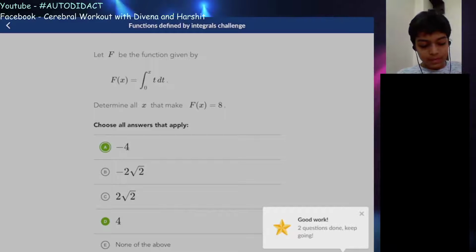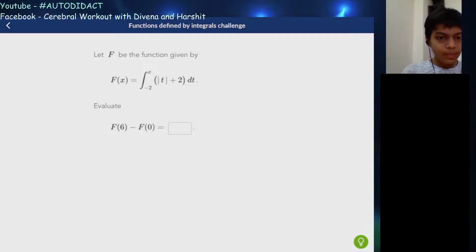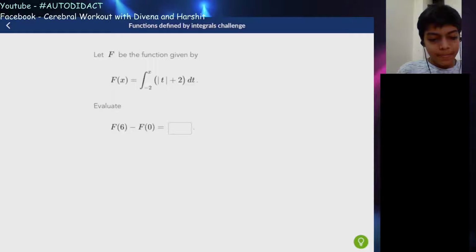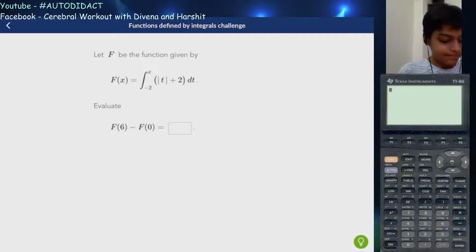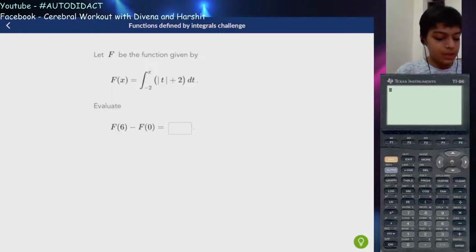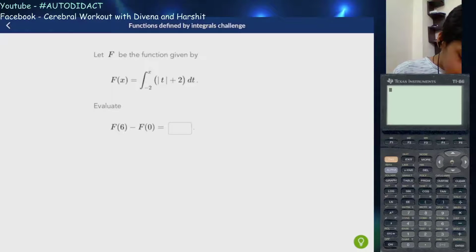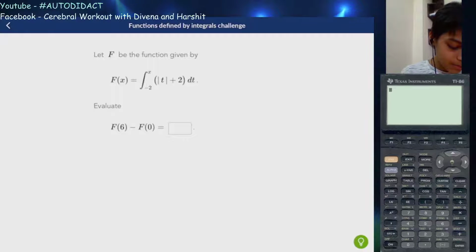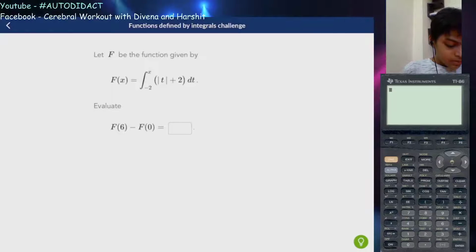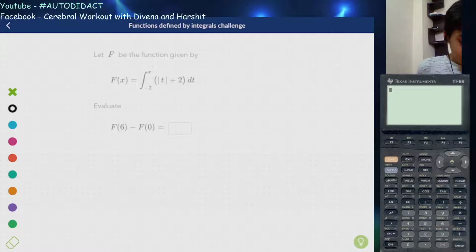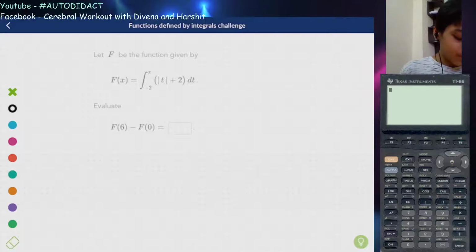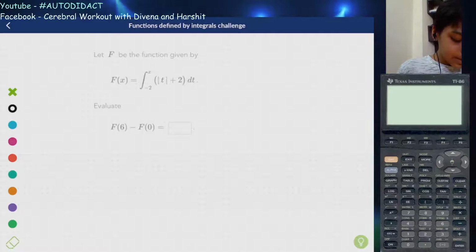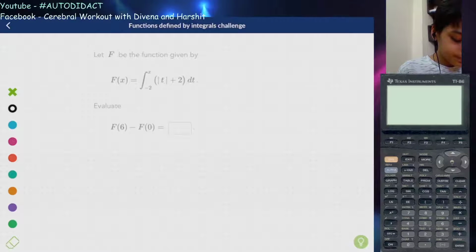Next. Okay, so let F be the function given by capital F of x equals the integral from -2 to x of the absolute value of t plus 2 dt. Evaluate capital F of 6 minus capital F of 0. So we want to find capital F of x equals the integral from -2 to x. X in this case can be 6 or 0, and we want to find what capital F of 6 minus capital F of 0 is equal to.